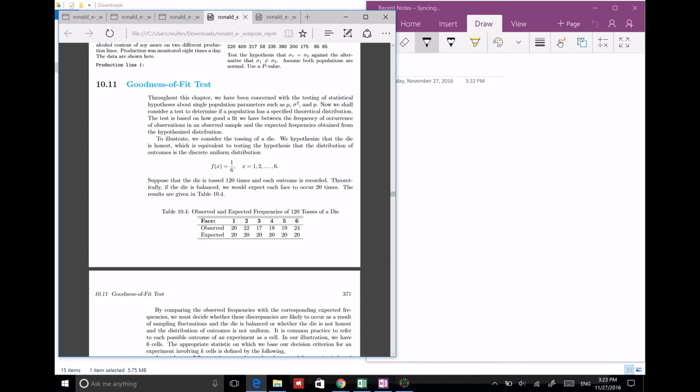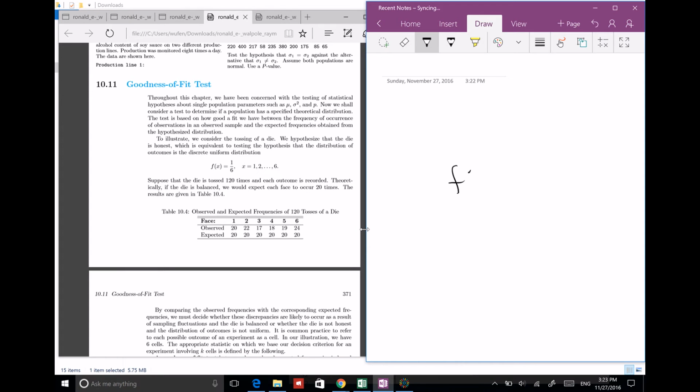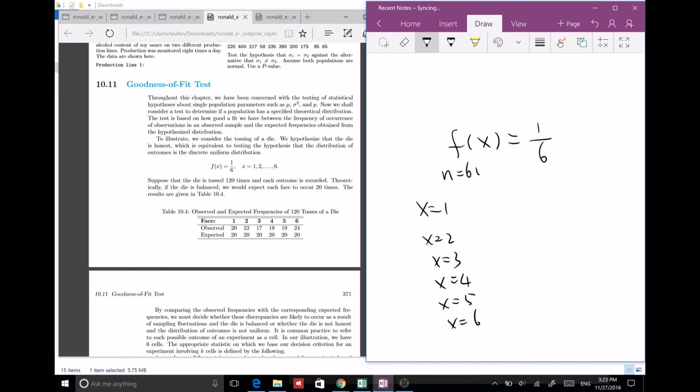So basically, for example, if we roll a die, we have observed values, but we expected all of them equal. We have 6 sides. Each side has 1 out of 6. So for example, x equals 1, x equals 2, x equals 3, x equals 4, x equals 5, x equals 6. So if I roll the die 60 times, I expect n1 equals 10, n2 equals 10, n3 equals 10, n4 equals 10, n5 equals 10, and n6 equals 10. This is what I'm expecting.